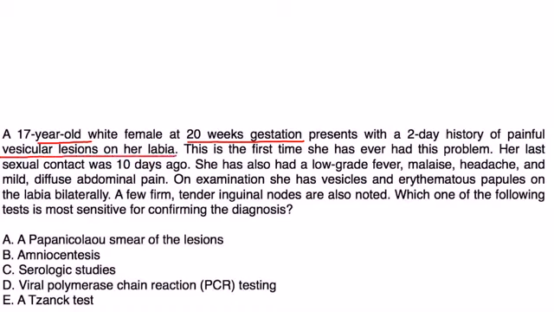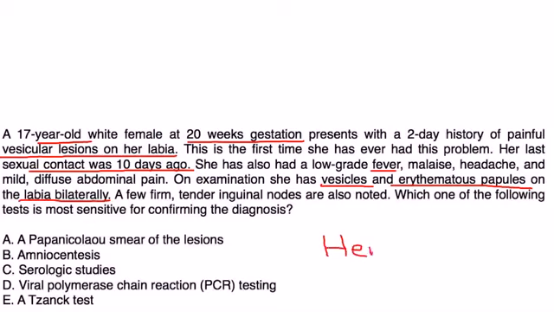This is the first time she has ever had this problem. Her last sexual contact was 10 days ago. She has also had low-grade fever, malaise, headaches, mild diffuse abdominal pain. On exam, she has vesicles and erythematous papules on the labia bilaterally. A few firm, tender inguinal nodes are also noted. Which of the following tests is the most sensitive for confirming the diagnosis?